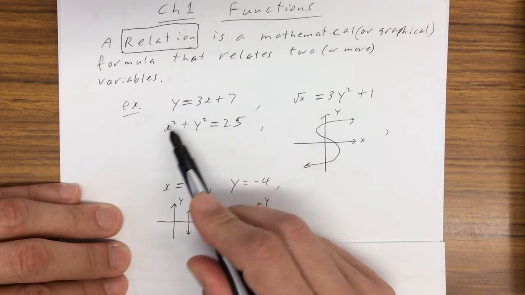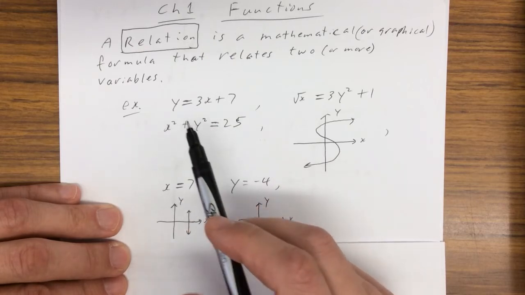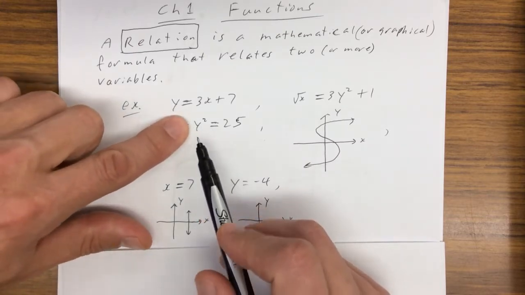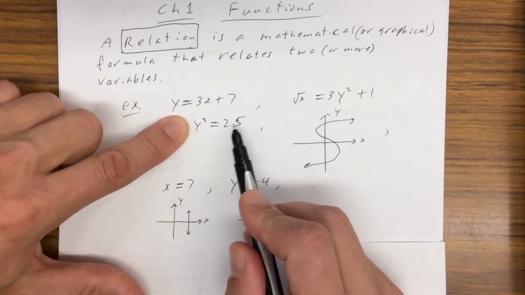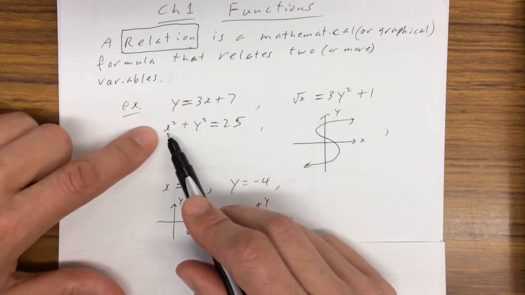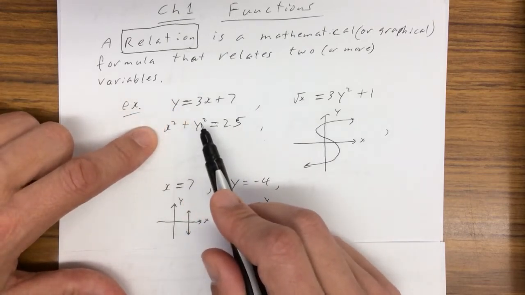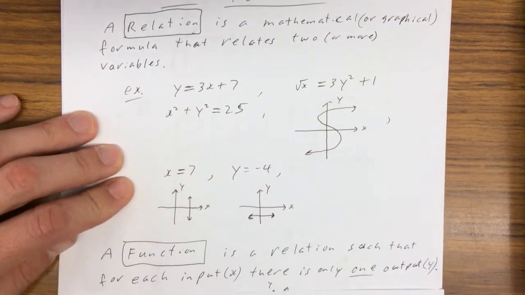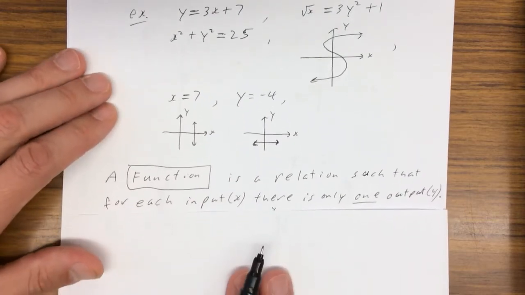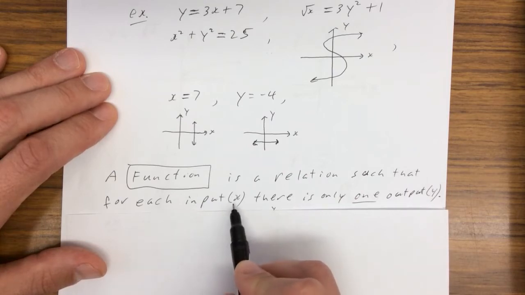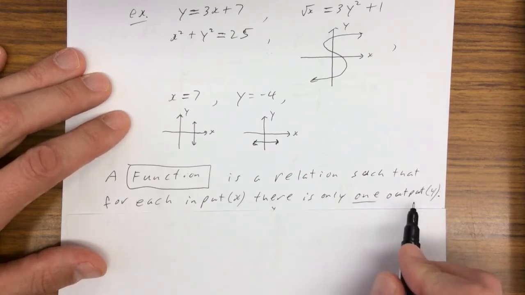This is not a function, because if I chose x equal to 0, well then you end up just having y squared equals 25. And there are two y values that satisfy that, positive 5 and negative 5. So for one x value of 0, you get two y values. So there's more than one y value for that, so that's not a function. Okay, so here's a definition of a function. Okay, a function is a relation such that for each input, x, there is only one output.